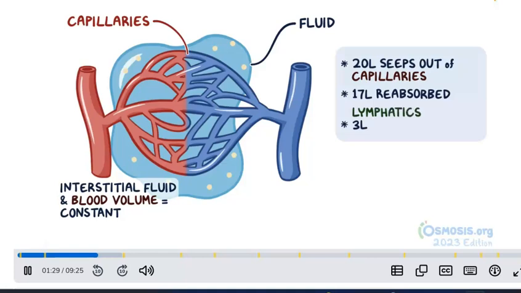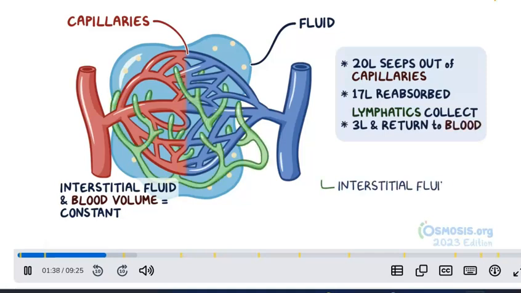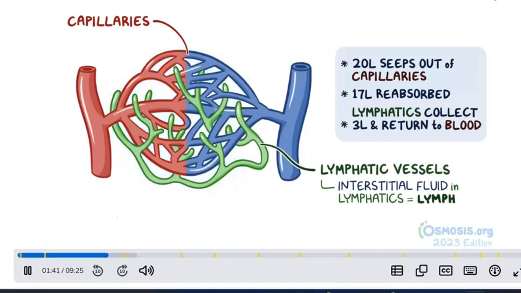That's where the lymphatic vessels, or just lymphatics, come into play. They collect excess interstitial fluid and return it to the blood. Once the interstitial fluid is in the lymphatic vessels, it's called lymph.